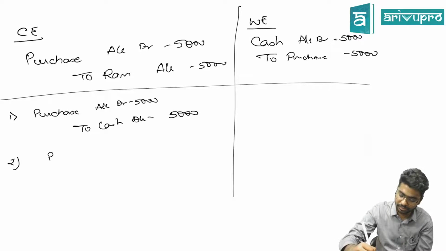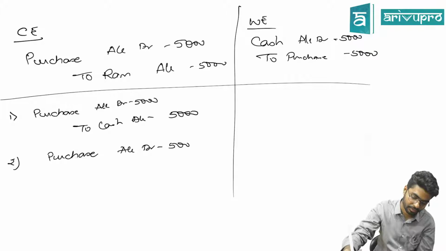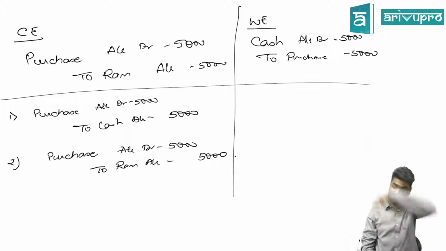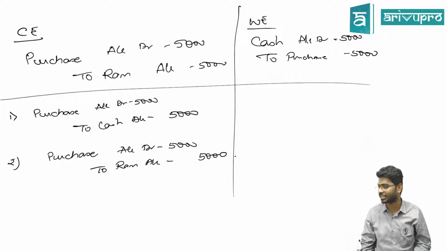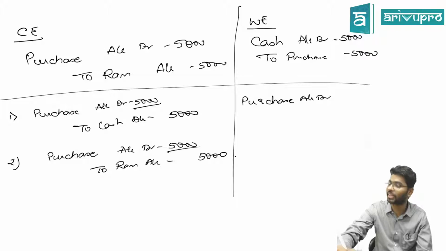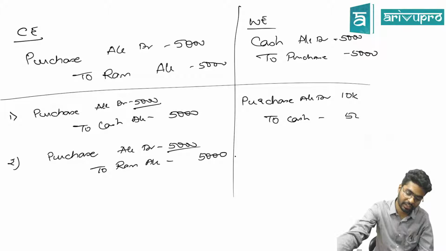Then second one, credit, what is there? Purchase account debit. Can I combine both? The answer is yes, because one side of the transaction is common. Which is common? So I will write the correct entry as purchase account debit, because debit is 5 plus 5, 10,000 to cash account 5,000 to Ram account 5,000.